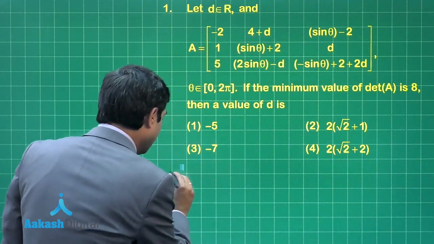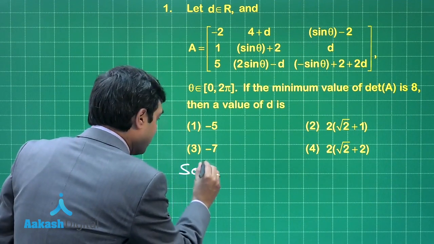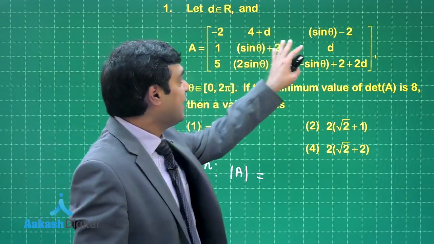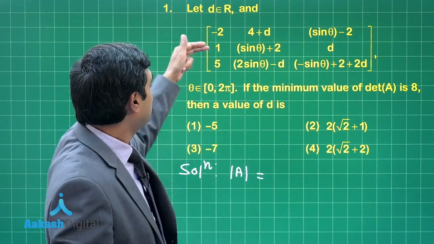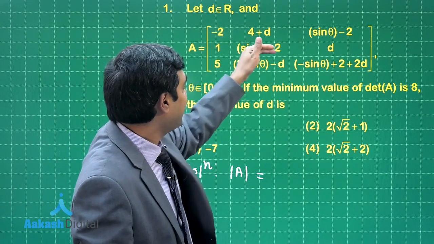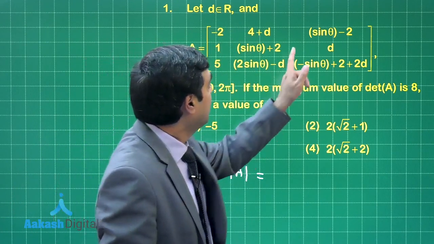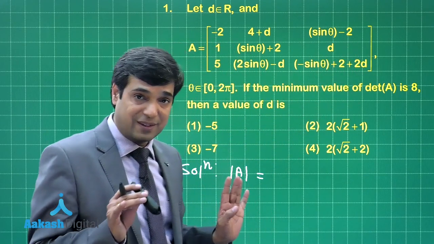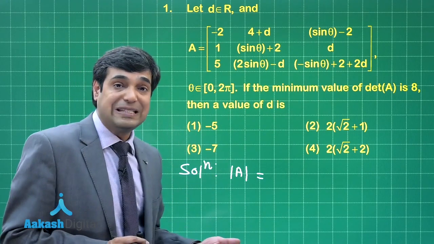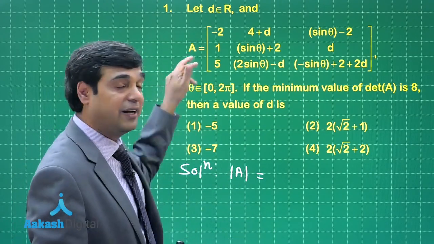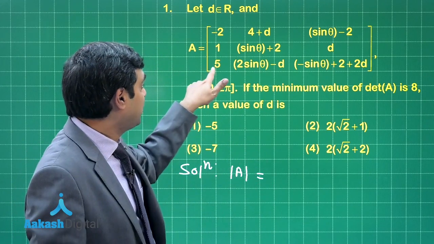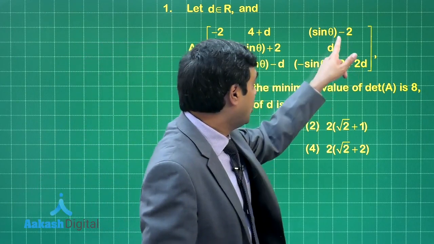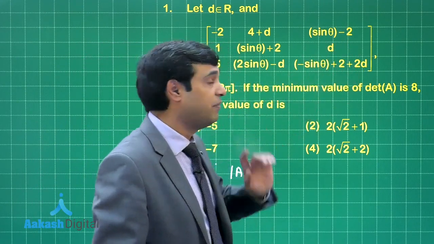Here we can write determinant A equals. Now, when you look at the entries in different rows, you can see -2, 1, 5, 4 plus d, sin theta plus 2, 2 sin theta minus d, then sin theta minus 2, minus sin theta plus 2 plus 2d. This is clear? Now, if I plan to change the row, like add R1 into R3, what will happen? It will become 3, d will be cancelled, it will become 2 sin theta plus 4. Moving ahead, 2 will be cancelled, sin theta will be cancelled, and we will be left with 2d.